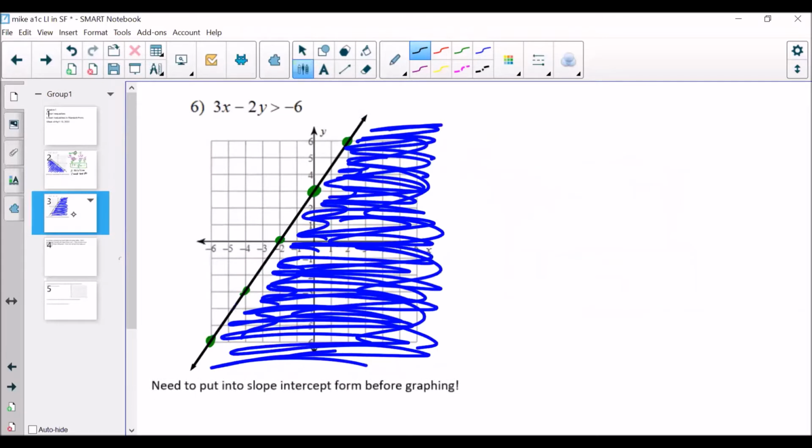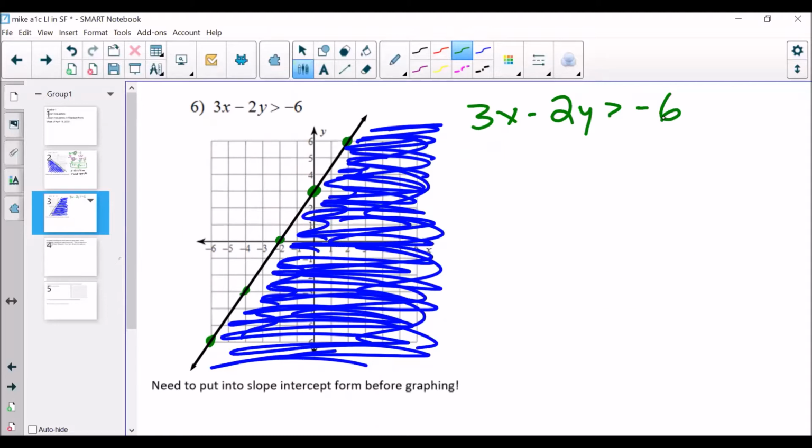I want to move on to this next problem, and I want to do this one specifically because there is a small trick here. One of the trickier things that we talked about back in our inequalities unit. So I have 3x minus 2y is greater than -6.